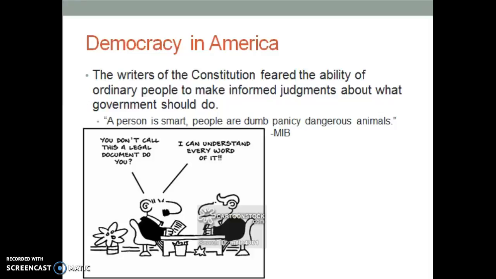And it's kind of this idea of, I don't know if you've seen Men in Black, but there's a part where, I think his name is Jay, he's like, a person is smart, but people are dumb, panicky, dangerous animals. And I would tend to agree with that, a person is going to think things through and make a rational decision, but when you get a group of people together, that's when things become a bit more irrational. And so the founders wanted to help take power away from the people so that they couldn't make too many irrational decisions.